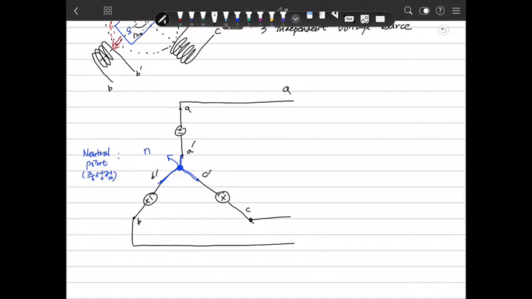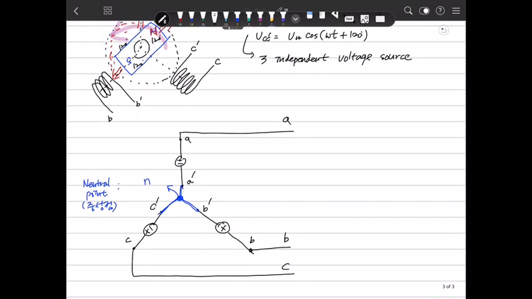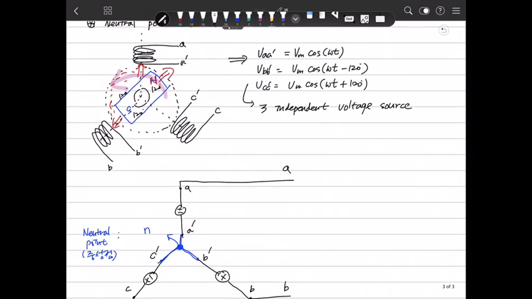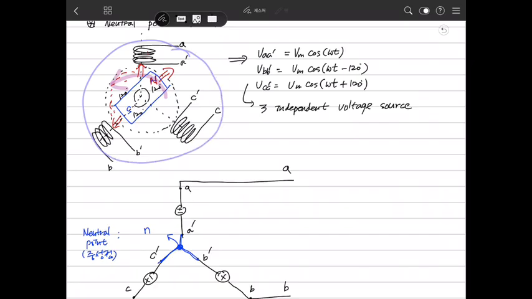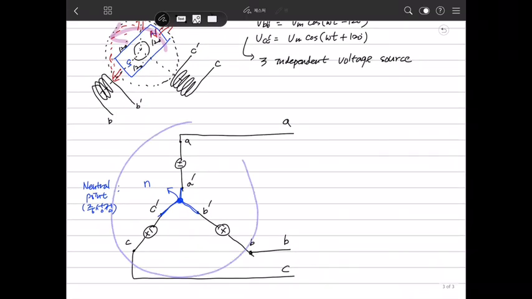Define this as A and B, A, C. I will change the things. This is B prime B. This is C, C prime. Then C. And so from these we get the three independent voltage sources. From that, just connecting in this manner, we gather the three phase voltage source in this manner.